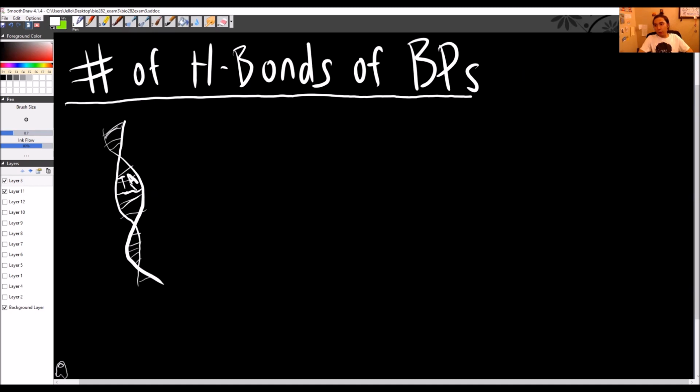And you might think by the way we're representing it that there's only one H bond going between them, but there are actually two. We just don't indicate it. So there are two H bonds going between T and A, and for C and G, this is different. For C and G, there are three H bonds between them.